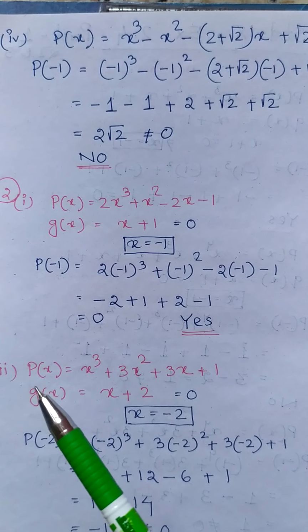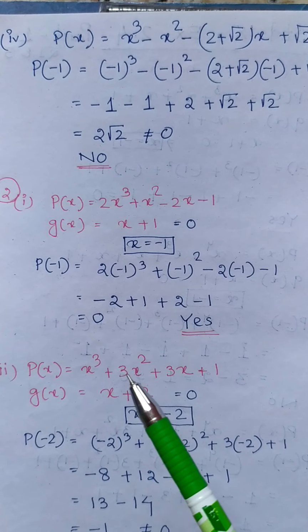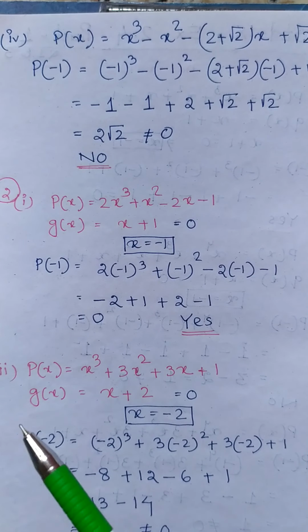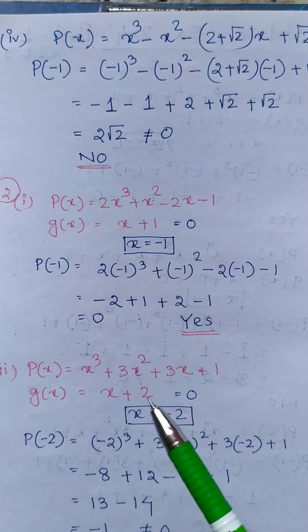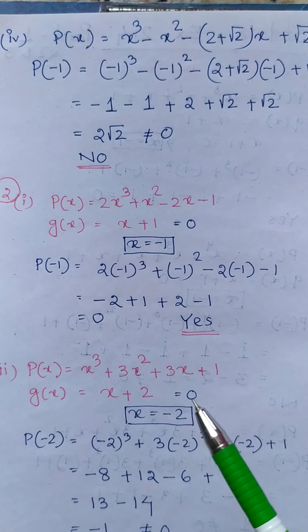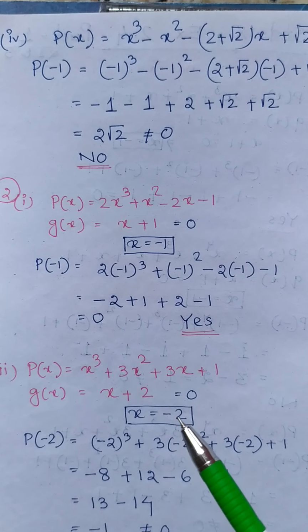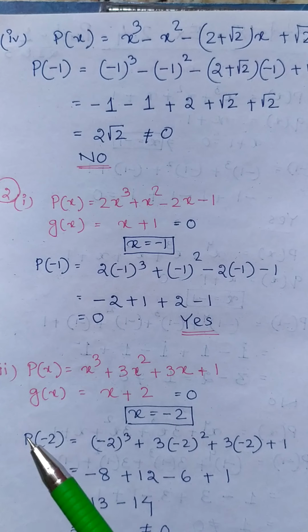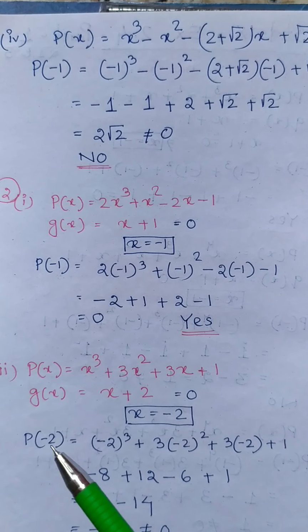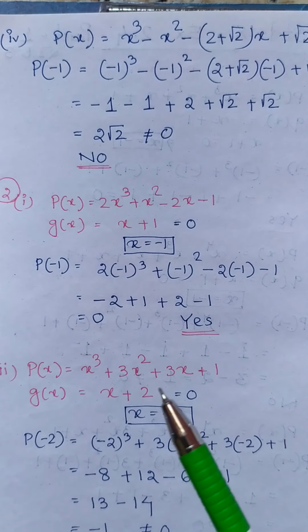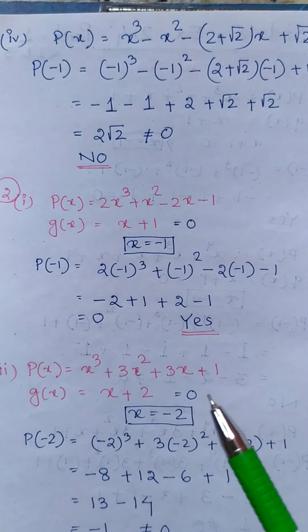Coming to part 2, p of x is given as x cube plus 3x square plus 3x plus 1, where g of x is equal to x plus 2. So x plus 2 must be equal to 0, which means x is equal to minus 2. Putting p of minus 2, or x as minus 2, in p of x, we are getting a value of 13 minus 14, which is equal to minus 1, which is not equal to 0. Hence g of x is not a factor of p of x.